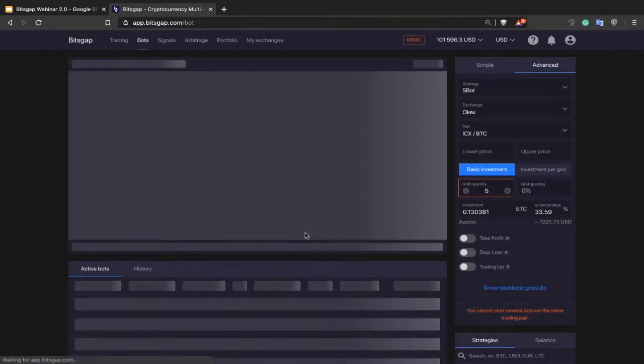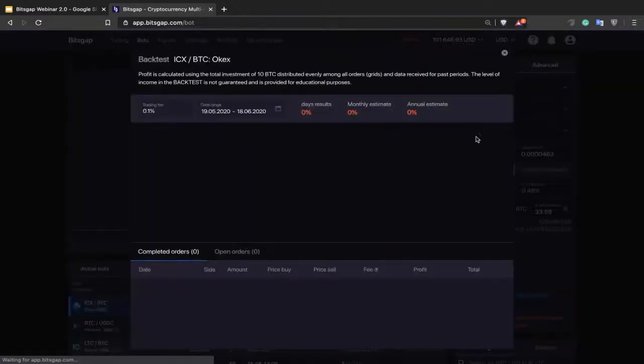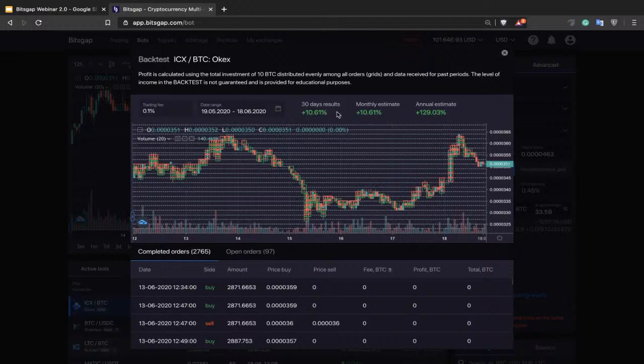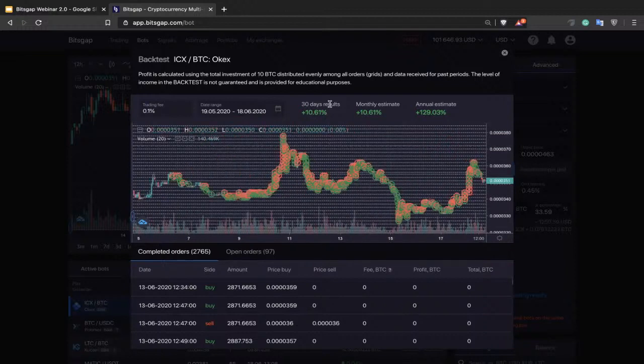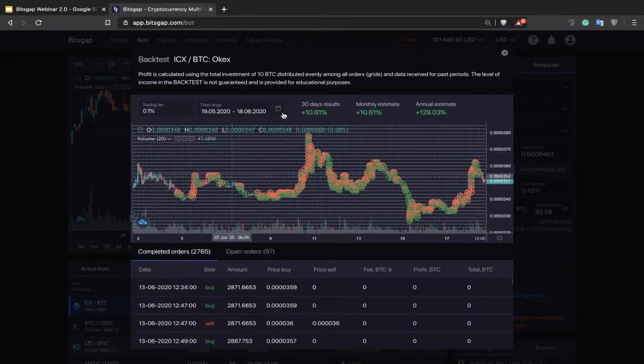Sorry for that. Anyway, here we go, and we click on show backtesting results. In this case, it's Icon trading to BTC, and automatically it defines a monthly period, from the 19th of May up to today's date, the 18th of June. During that period, for only 30 days, it has managed to generate 10.61%. That's the bot profit. We don't take into account the value change of the base currency Icon. Here we only take into account the bot profit. So for that period, it would have generated 10.61%.